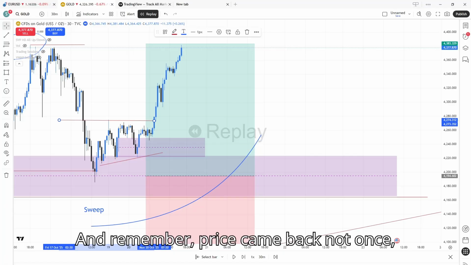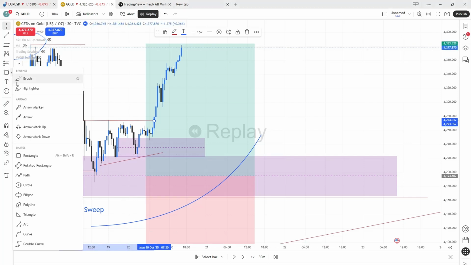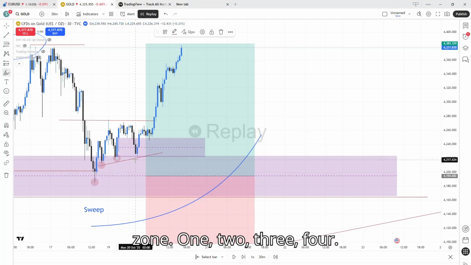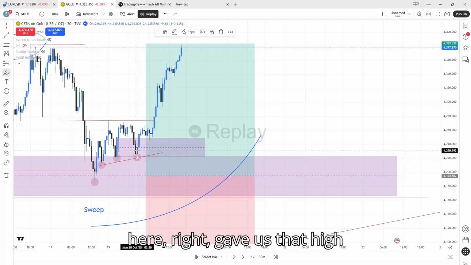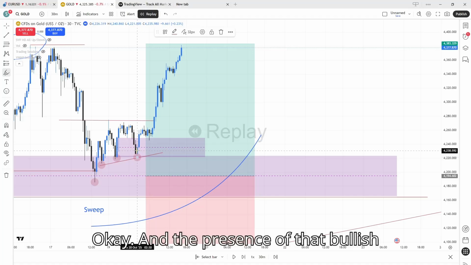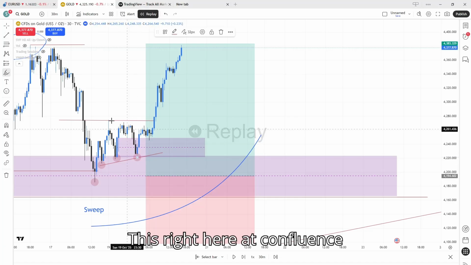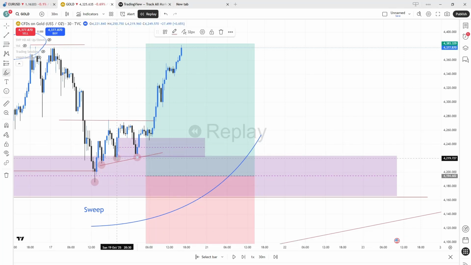And remember, price came back not once, but twice, three times. It came back to this zone. 1, 2, 3, 4. So these three candles right here gave us that high probability of longing this trade. Okay, and the presence of that bullish engulfing candle is at confluence. This right here is at confluence for the setup to be very, very favorable for the trend.